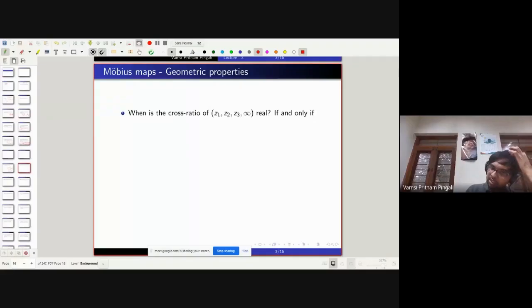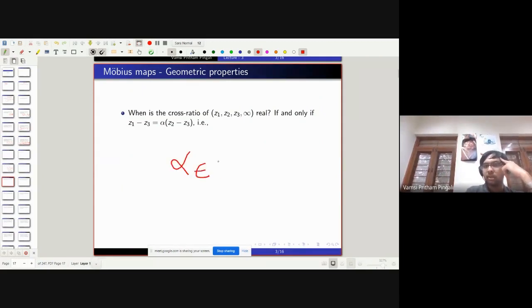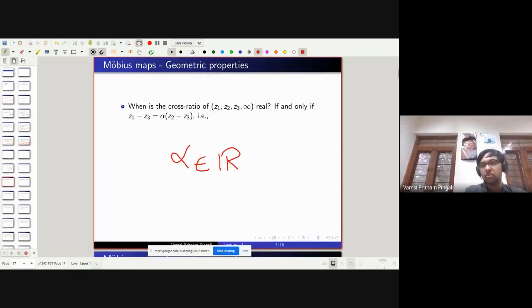So the claim is that the cross ratio is real if and only if Z1 minus Z3 is alpha times Z2 minus Z3, where alpha is a real number, obviously, right? So what does this mean geometrically?